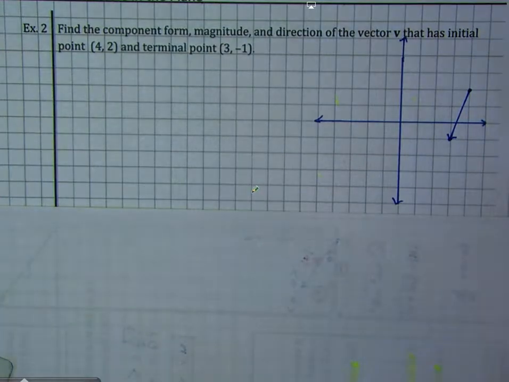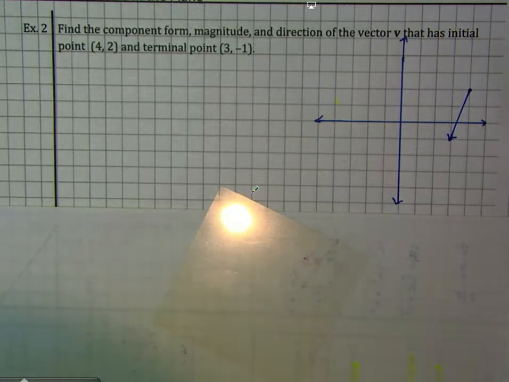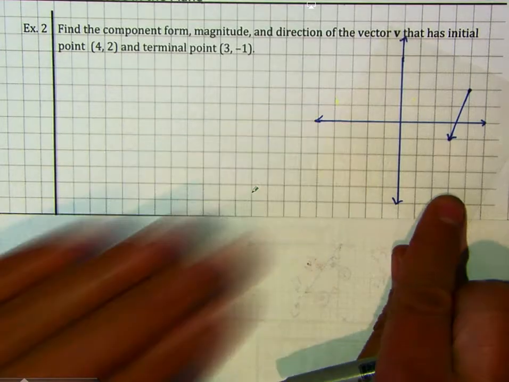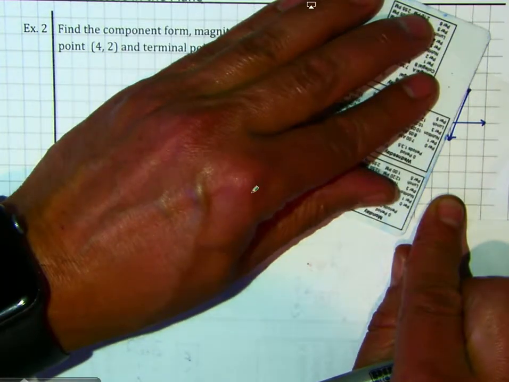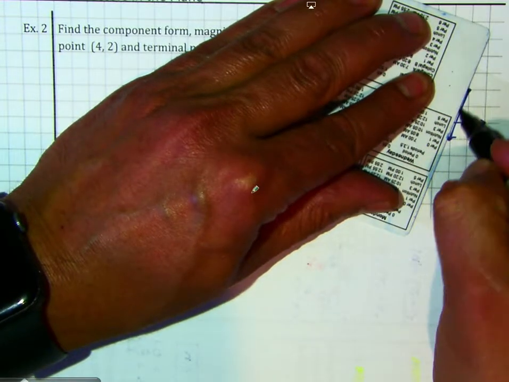So whenever you think about doing our component form, something that you want to think about is what we are actually doing: we are actually taking our vector.